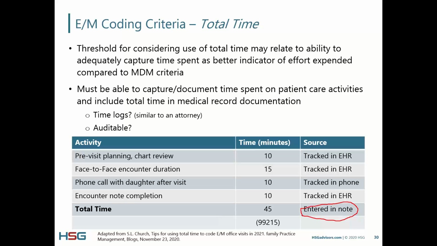So if you're going to use total time to code, then you have to put that total time in the note somewhere. So for instance, a line something like: dedicated 45 minutes in this example to the patient encounter on the day of service, list the date. That then allows the opportunity to bill for total time and document it in the record.